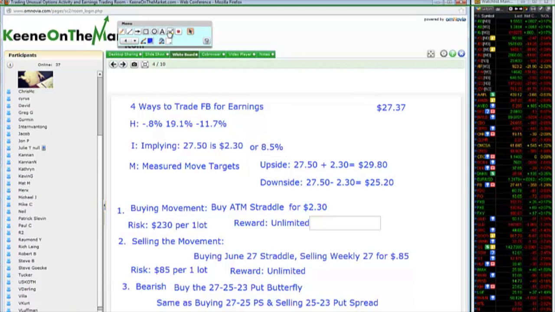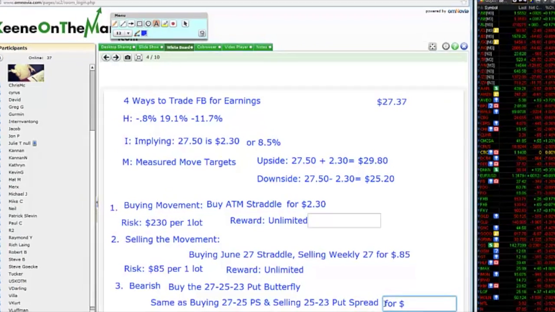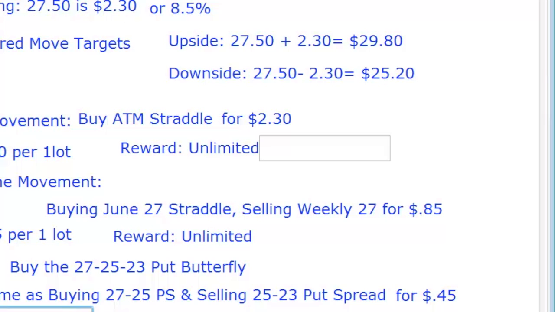But let's say I did this one for 45 cents. My risk on this trade would be $45 per one lot. My reward on this trade potentially could be 155. Okay, I don't think the math lines up good enough for this trade. My break evens are going to be 23.45 and 26.55. So on this trade, I make money if it goes down and stays in a range. Okay. Does anybody have any questions so far?